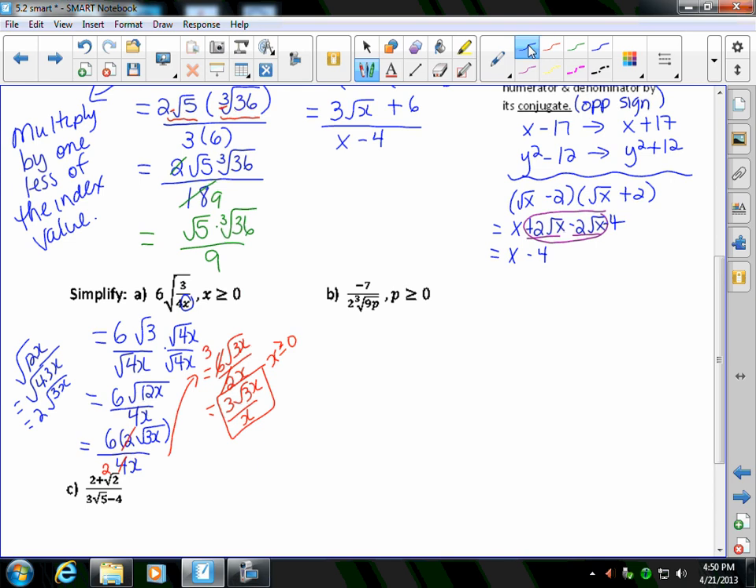Okay, B. So this is another question like the second example from just above. On the bottom, I'm working with the cube root of 9p. So in order to rationalize this denominator of cube root of 9p, I'm going to have to go one index down and multiply top and bottom by that. So this is going to equal negative 7 over 2 cube root of 9p, times cube root of 9p squared over cube root of 9p squared.